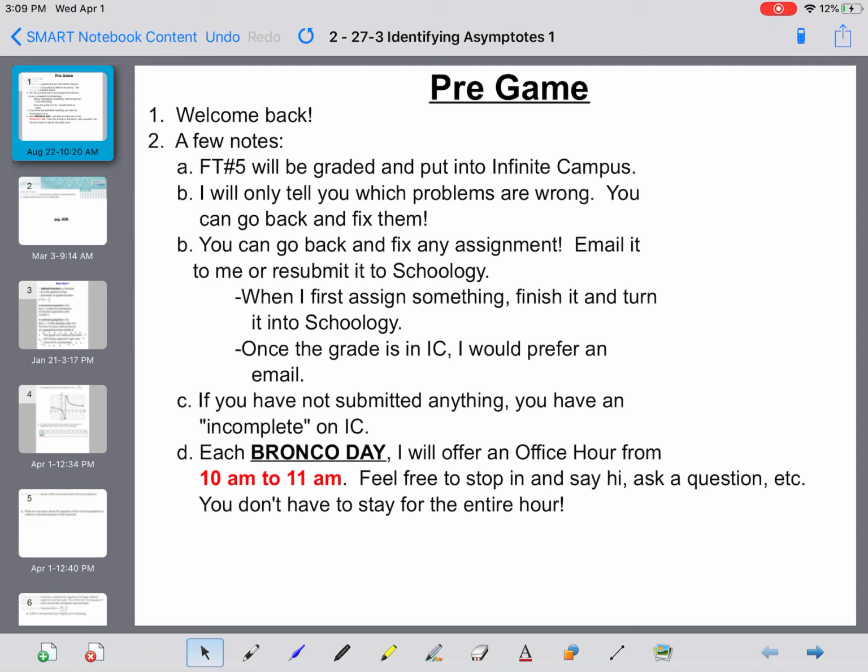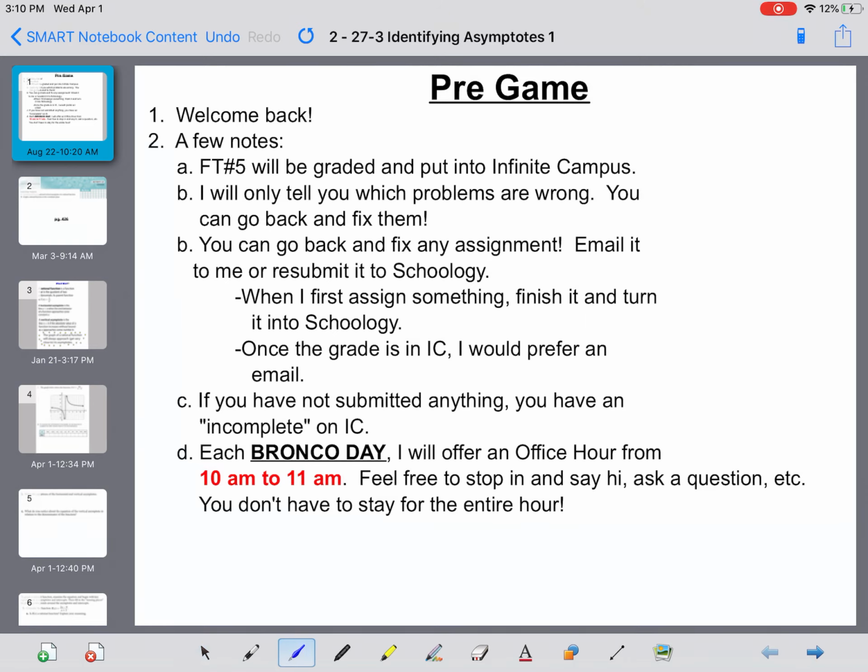I've got a few notes here posted that you can take a look at with me. First thing I want to talk about is the fluency test number 5, the at-home version you took the other day. I'm going to grade that and I'm going to put it on Infinite Campus just like I would any other fluency test. When I grade it, I'm only going to circle and mark problems you got wrong. I'm not going to tell you what's wrong about them because you get to go back and you can actually fix them and improve your grade. In fact, you can go back and fix any assignment. If you do that, email it to me.